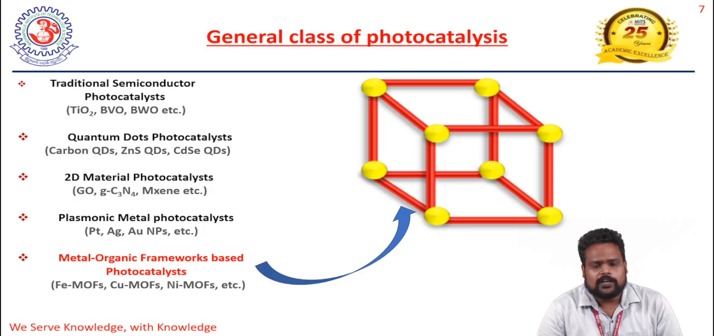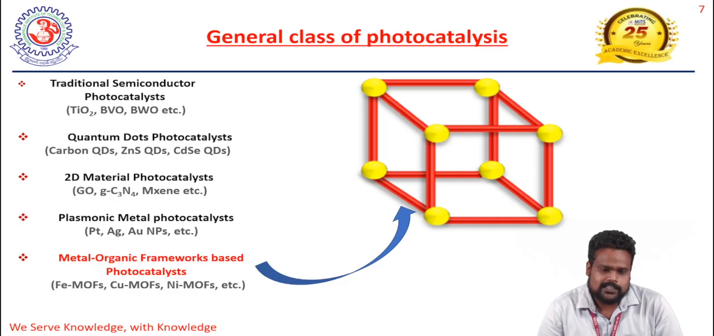Different types of photocatalysis are there. Nowadays researchers are going for traditional semiconductor-based photocatalysis, quantum dot-based photocatalysis, and two-dimensional material-based photocatalysis, like graphene oxide, g-C3N4 and others. Plasmonic metal-based photocatalysis and metal organic framework-based photocatalysis are also there. But we are mainly dealing with metal organic framework-based photocatalysis.